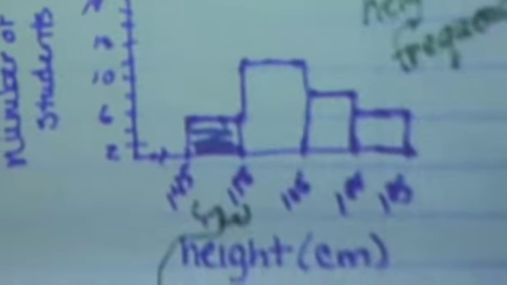So 145, 155, 165, 175, 185. So all your boxes are the same width. So they're going to either be 10 or they can be 20, something like that. And that little squiggly is important?